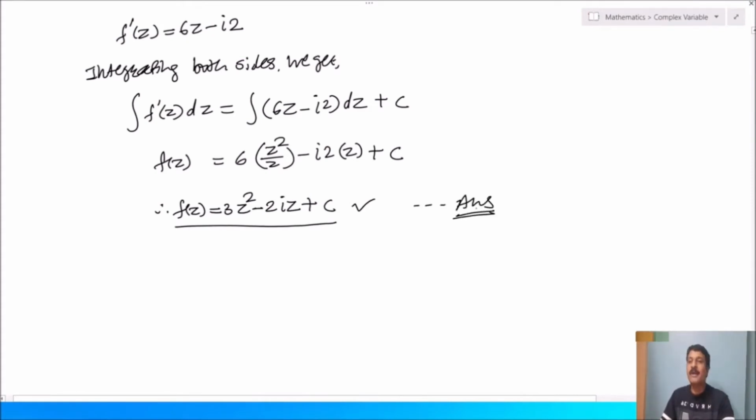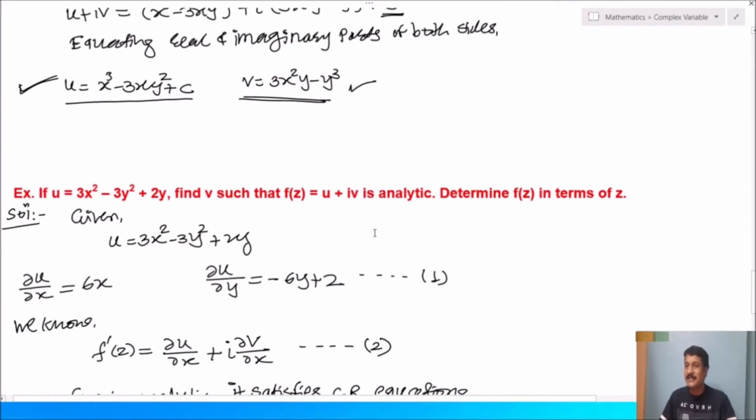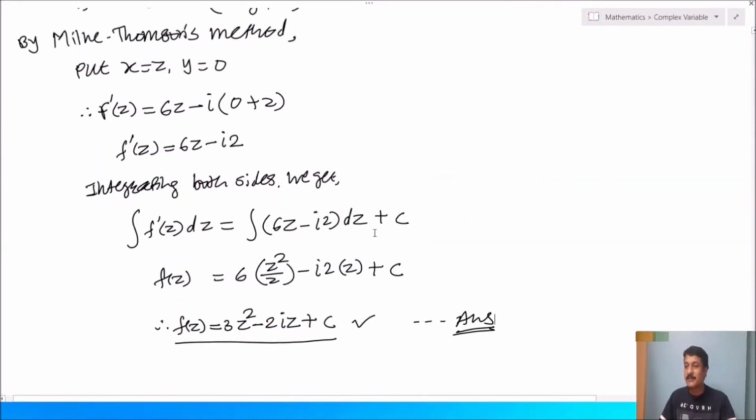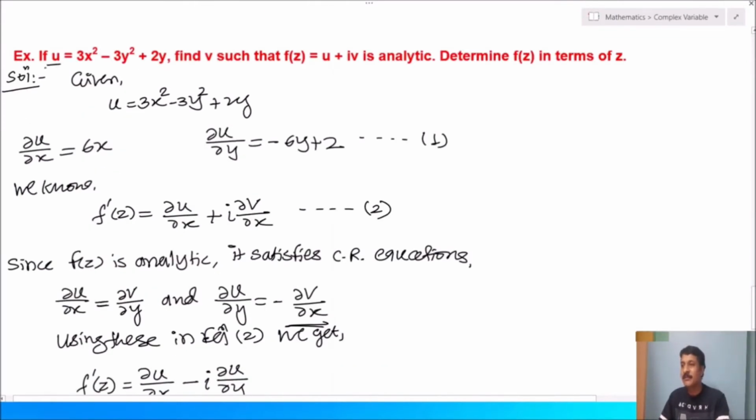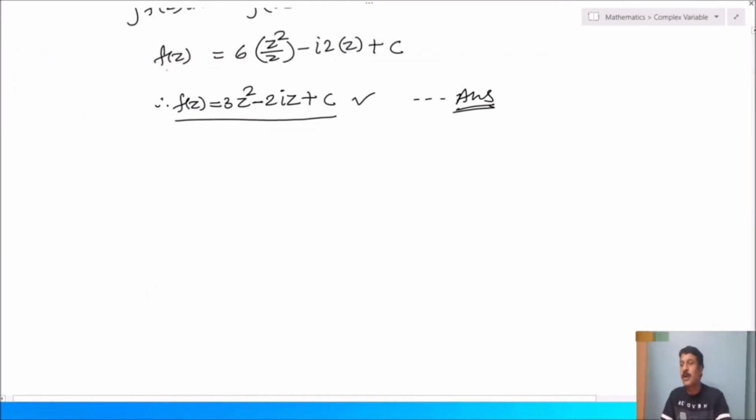Now we want to find the corresponding harmonic conjugate. It means that u is given, we want to find v. So how to find it?